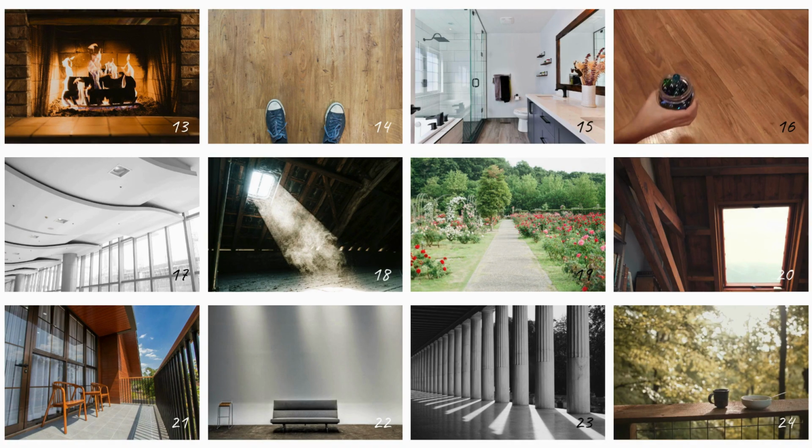Picture number 22 is of a wall. This wall is white. In front of the wall is a sofa and a chair. Picture 23 is of columns. There are white columns in the picture. Columns support structures above the floor.